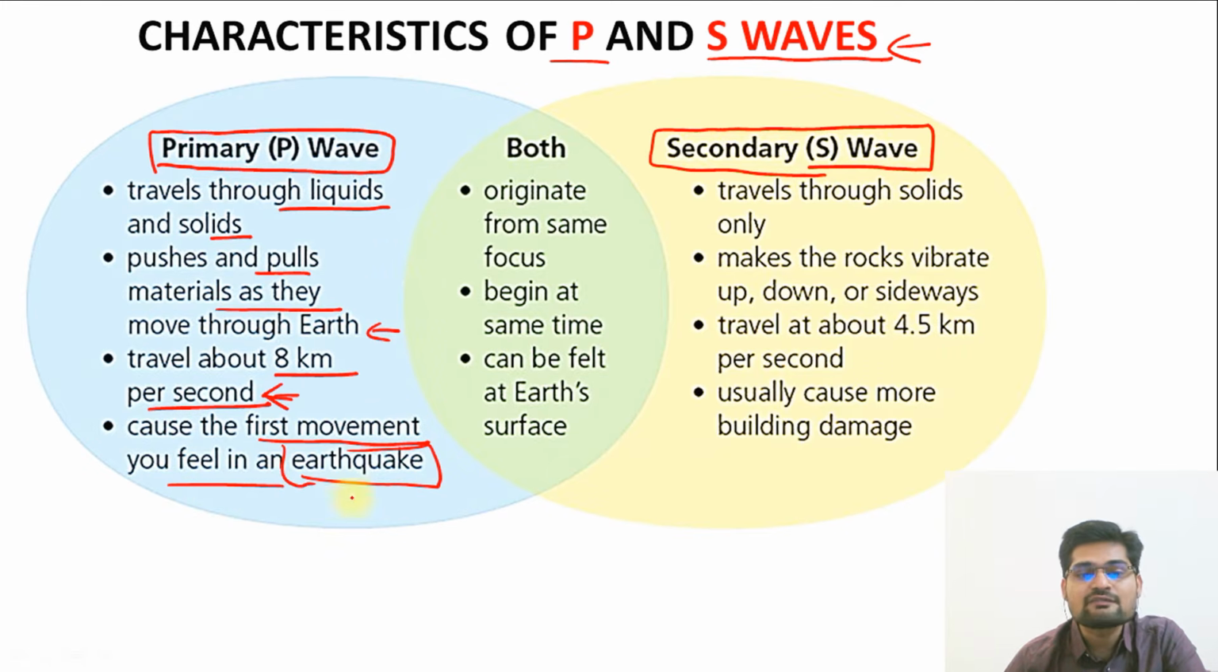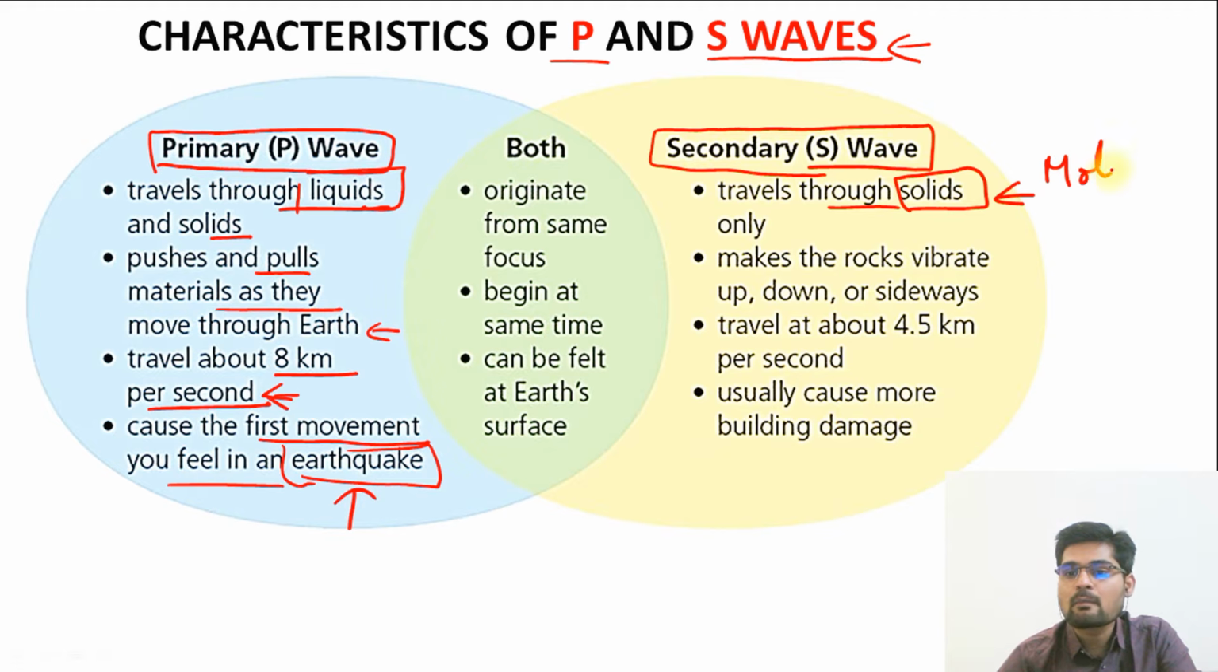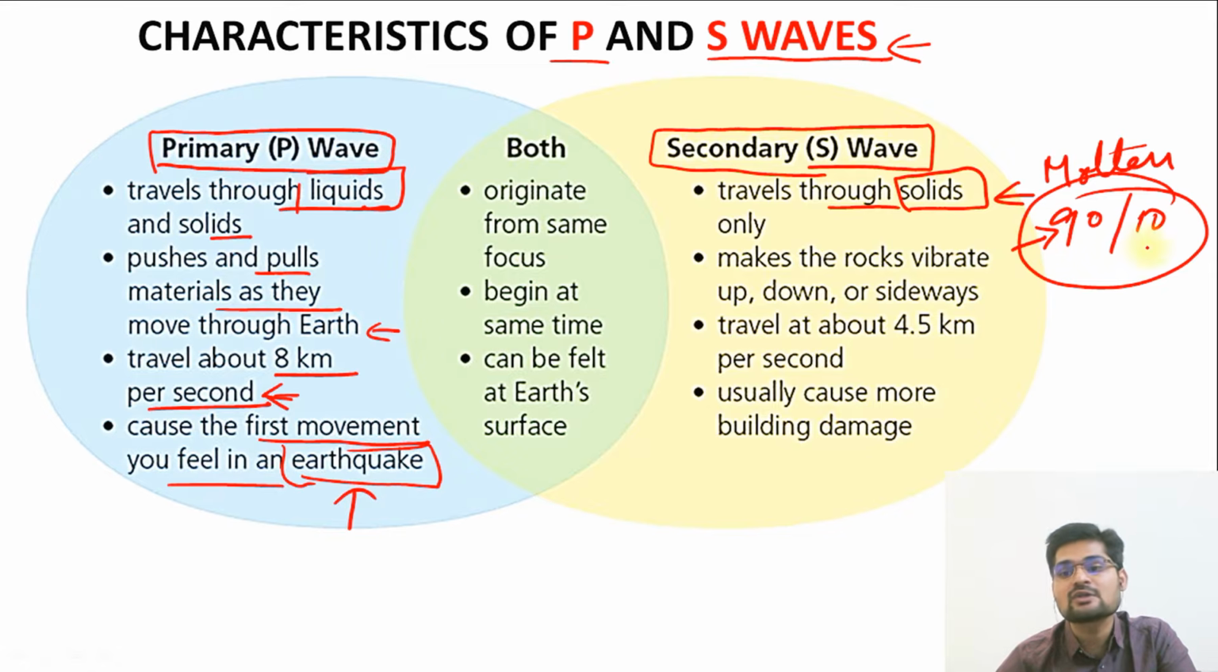So it is about the first wave that comes from the interior of the Earth and hits the surface of the Earth. So that is related to the earthquake that we see. Then the secondary wave travels through solids. That is important. It does not travel through liquids. Also remember, it travels through a molten state, but it has to be a 90-10 ratio. It basically means that it should be at least 90% solid and only 10% molten. Then only the secondary wave is going to travel.